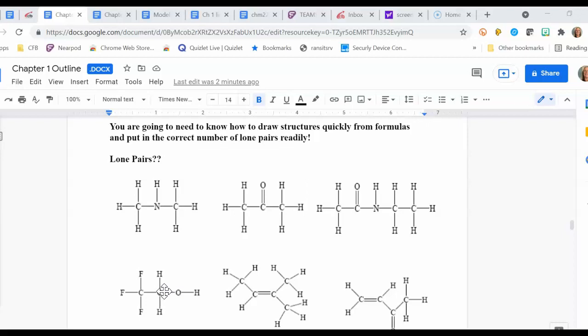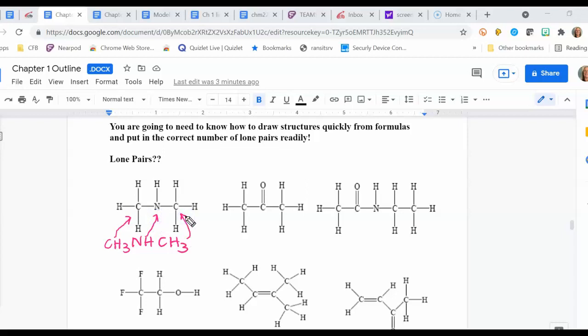So we're going to start with making sure that we know how to draw structures quickly from formulas, but also knowing how to show their lone pairs of electrons. What you're going to see a lot in organic molecules is a chemical formula written as a condensed chemical formula. It's in the order of the way you see it written in its Lewis structure. So this CH3 part is right here, the NH part is right here, and the CH part is right here.